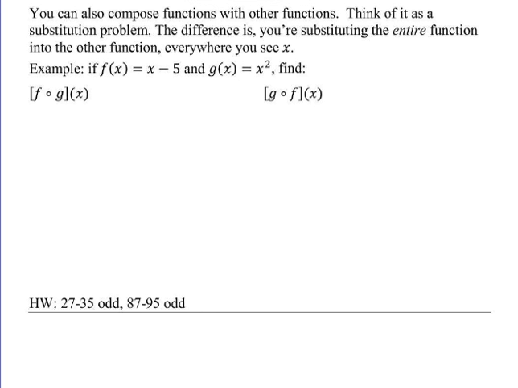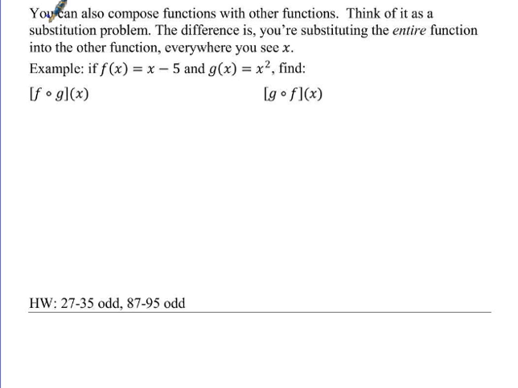All right. We can also compose functions with entire other functions. Really, that's what we were just doing. But now we want to stick an entire function in for x. Make sure you're using parentheses when you do this. And then after you do that substitution, you may have to FOIL or distribute or combine like terms or some other sort of thing. Okay?